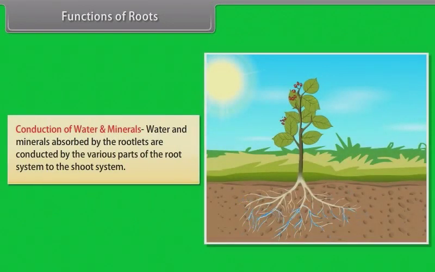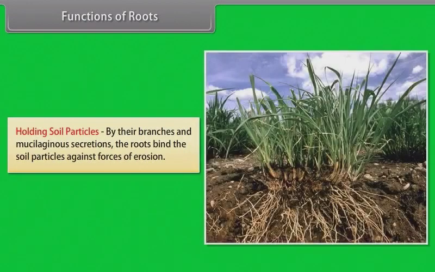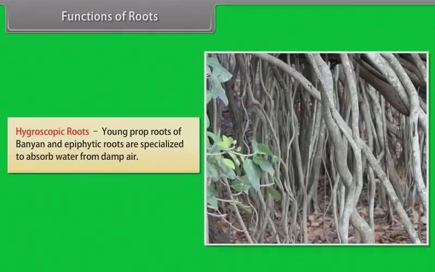Conduction of water and minerals. Water and minerals absorbed by the rootlets are conducted by the various parts of the root system to the shoot system. Holding soil particles. By their branches and mucilaginous secretions, the roots bind the soil particles against forces of erosion. Hygroscopic roots. Young prop roots of banyan and epiphytic roots are specialized to absorb water from damp air.